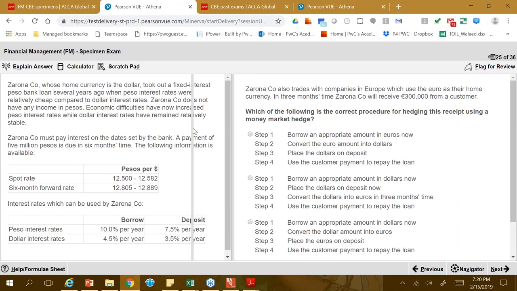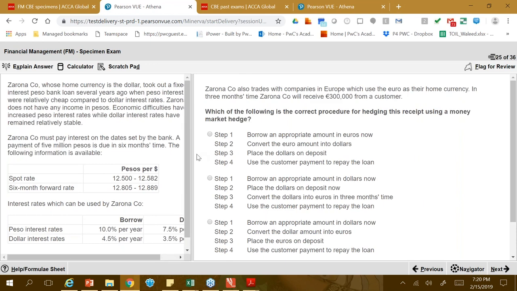Zerona also trades with companies in Europe which use the euro as their home currency. In 3 months' time, Zerona will receive 300,000 euros from a customer. So now a receipt is coming in from euro, 300,000. Which of the following is the correct procedure for hedging this receipt using a money market hedge?